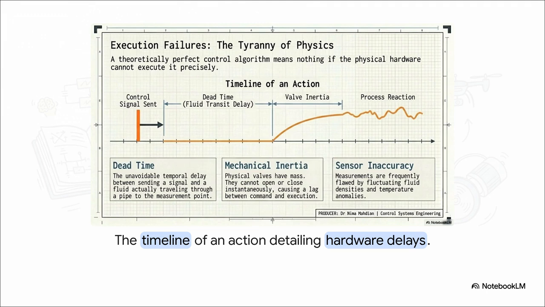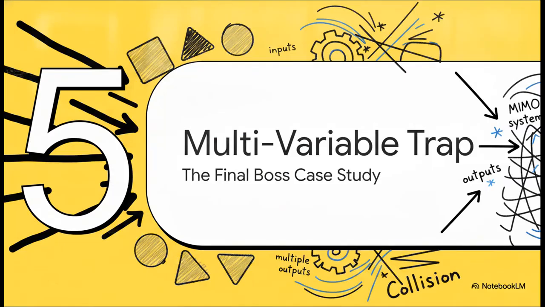Then you hit valve inertia. Physical valves are heavy, metal objects. They lag behind digital commands because they have literal mass. Only after all that waiting do you finally get a process reaction. If your exam model assumes instantaneous execution, your system is going to oscillate totally out of control. All right, Section 5, the multivariable trap. Get ready, this is the final boss case study.